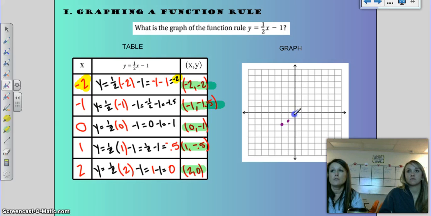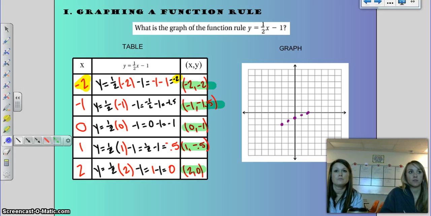Okay. 0, -1, so go to the origin, go to 0 on the x. So I don't go anywhere. Nope, and then go down 1 to -1. Okay, put a point. And then we've got 1, -1/2. So over to the right, origin, 1. Right, down 1/2. Okay. And then over to 2. Origin, over 2. Up 0. Up, done.